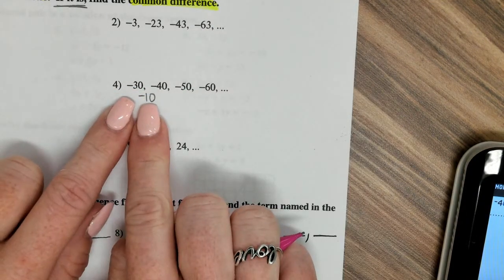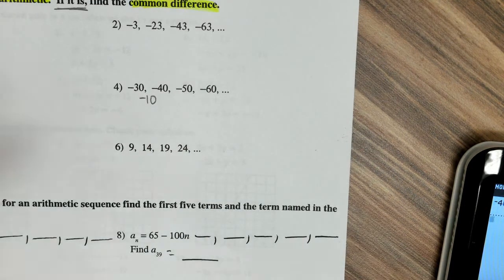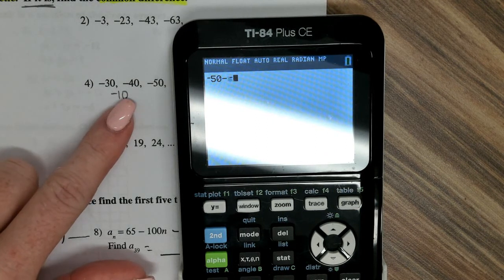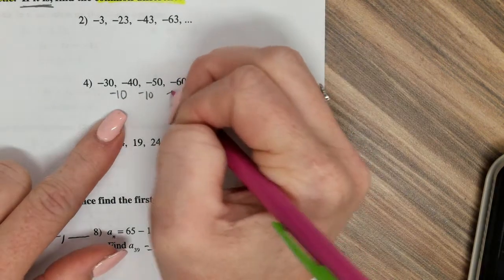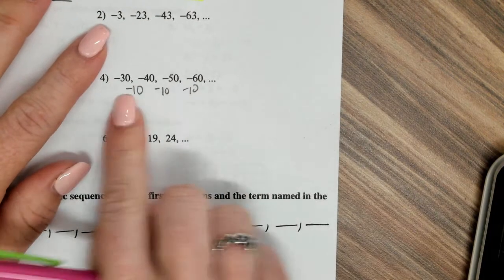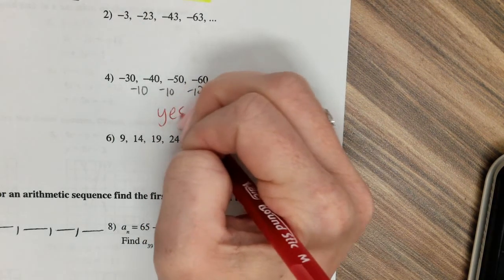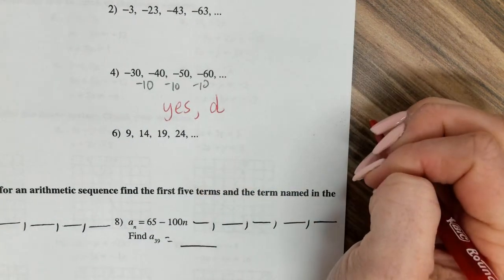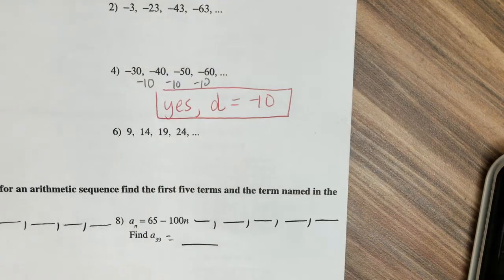If it's arithmetic, I must get the same number every time I subtract. So my next one I'm going to do is negative 50 minus negative 40. And I also got negative 10. And then I would do it one more time, and I also got negative 10. Since they added the same number each time, my answer is yes, this is arithmetic. And my common difference, my D, is negative 10. Two answers.